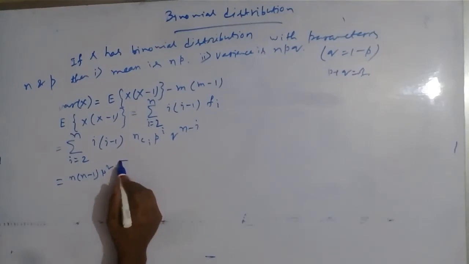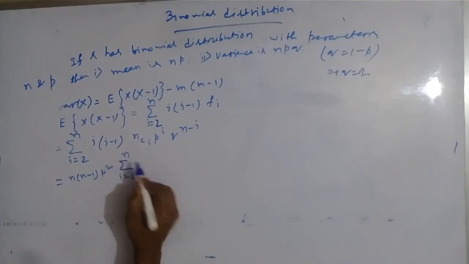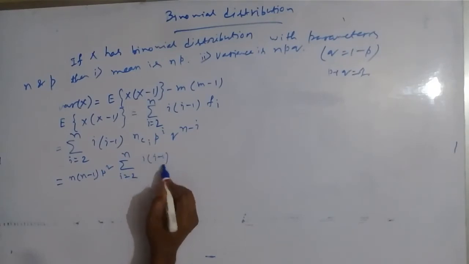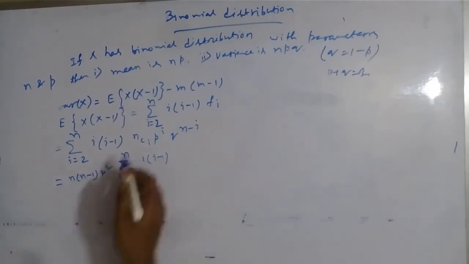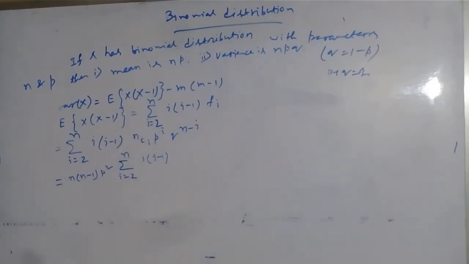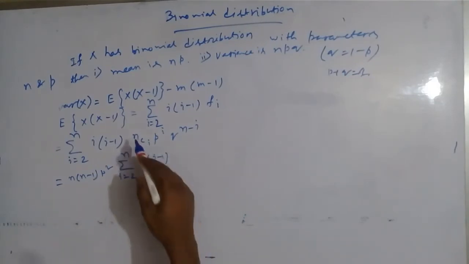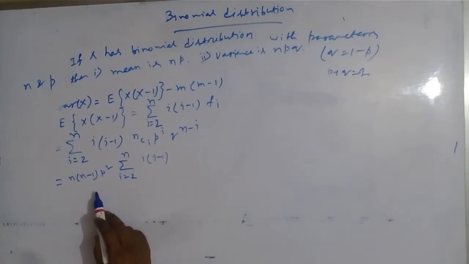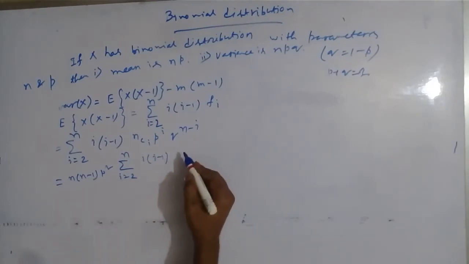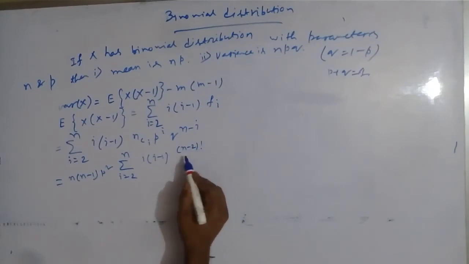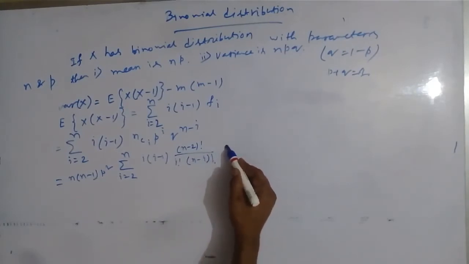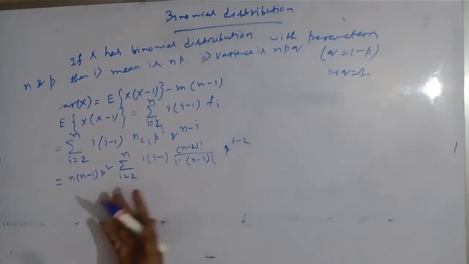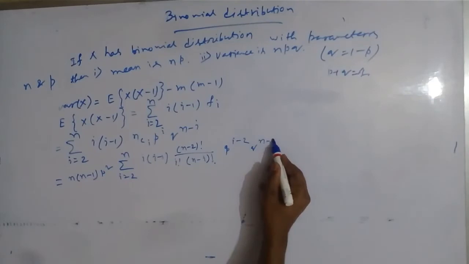So what will be the changes inside? So i into i minus 1. First, if we split the formula of combination, then it will be n factorial, and n into n minus 1 has already been taken out, so it will be n minus 2 factorial by i factorial into n minus i factorial into p to the power i minus 2, because p square has been taken out, and q to the power n minus i.